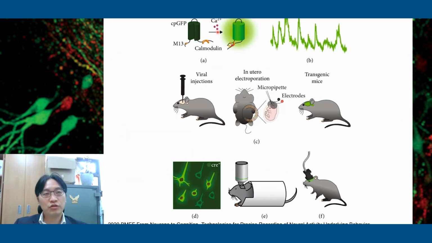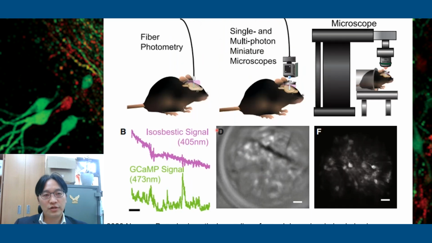So the calcium indicator uses calcium, and the signal looks like this, going up and down with a cellular temporal resolution. And we can introduce this indicator by viral injection or other ways, or transgenic mice. And we can image the neurons, like 7 neurons, simultaneously in the live, freely moving animal. So we can do this head fixed, or we can do freely moving. So this is the general overview of the techniques.